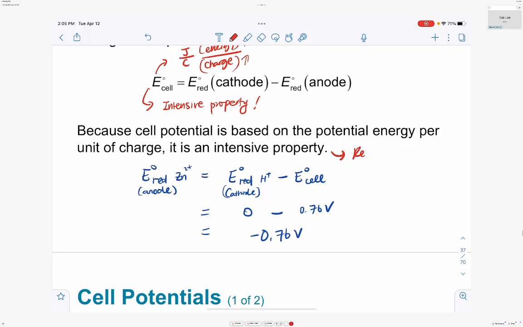That basically means that if you were finding the reduction potential of 5 moles of zinc 2 plus versus 1 mole of zinc 2 plus, the reduction potential is going to be negative 0.76 volts. So the cell potential and the reduction potential will not be affected by the stoichiometric coefficient.